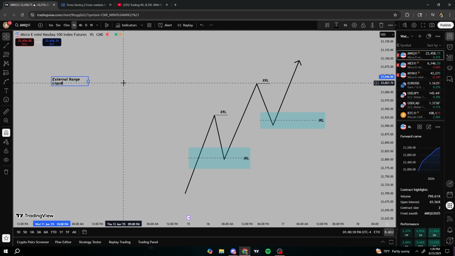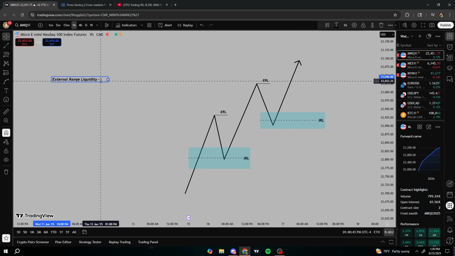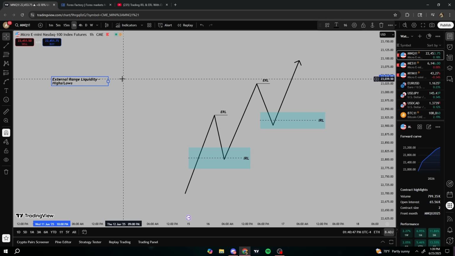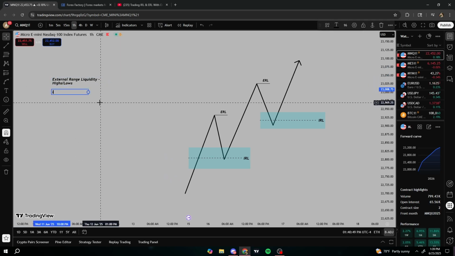Liquidity. This could also be external range liquidity in the form of previous day's highs or lows, previous week's highs or lows, previous session's highs or lows. Really anything that's like the highs and lows of the range you're working with, right? External range liquidity. It's in the name, range liquidity. Highs and lows.